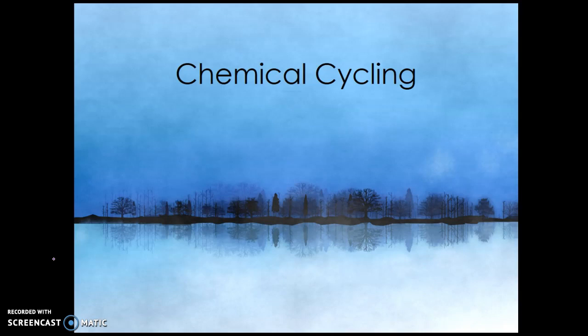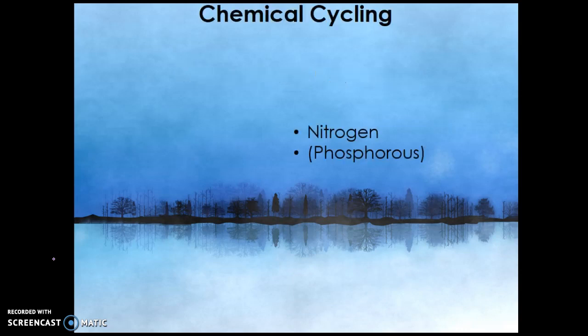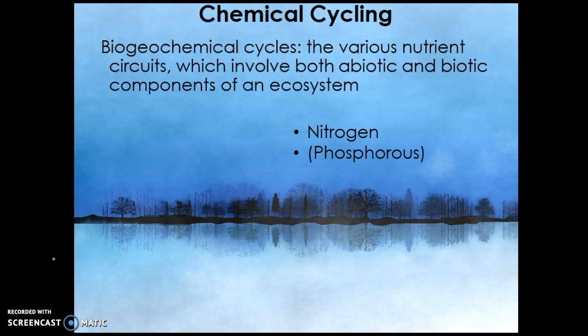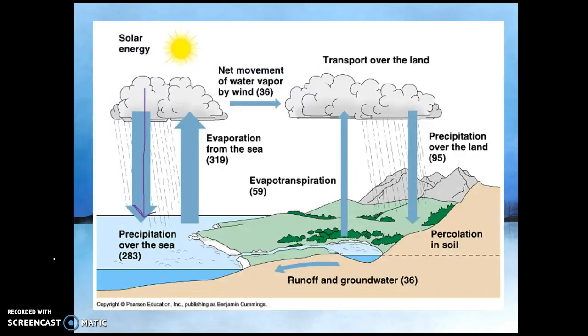In this video, we're going to talk about what a biogeochemical cycle is, and then we're also going to get into the water cycle and the carbon-oxygen cycle. So biogeochemical cycles are basically nutrient circuits. They involve abiotic and biotic components of an ecosystem, and we're just going to talk about how things like nitrogen, water, and carbon all get transferred around and transformed in ecosystems.